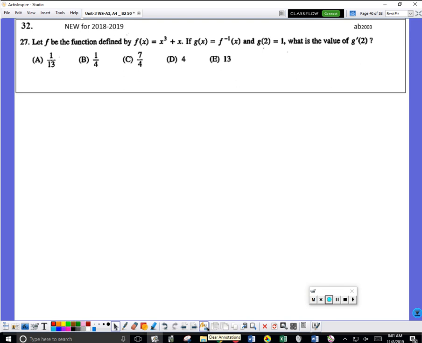It says we have a function f of x, so write that in your notebook. Then it says something we've never talked about in this class before. It says g of x equals f inverse of x. Okay, write that down.